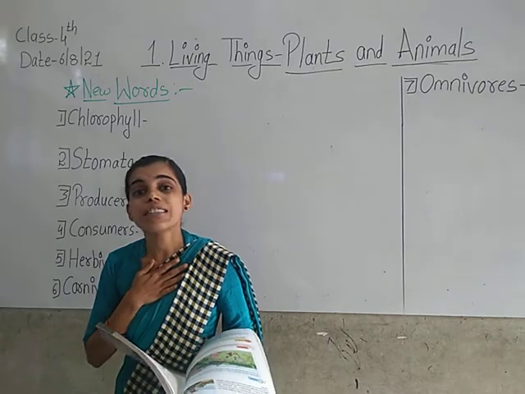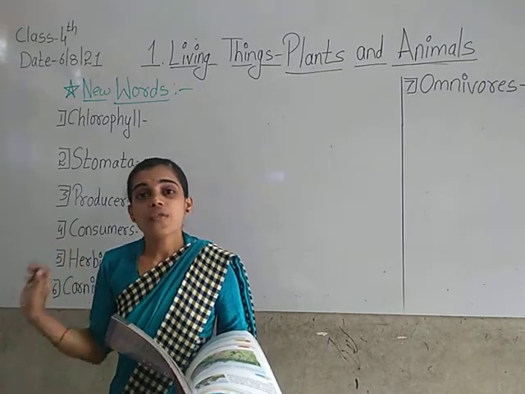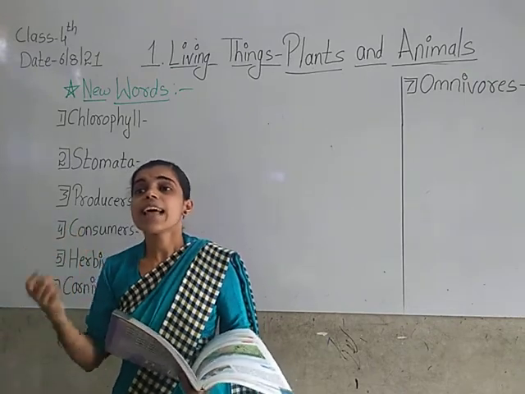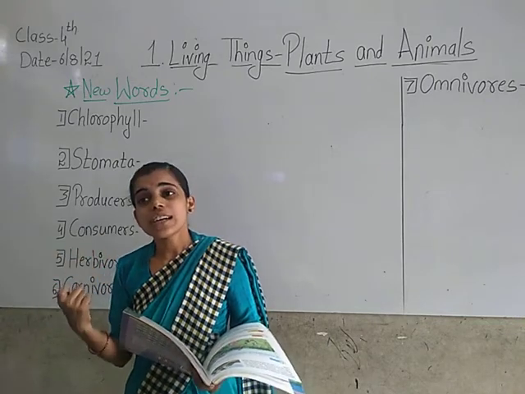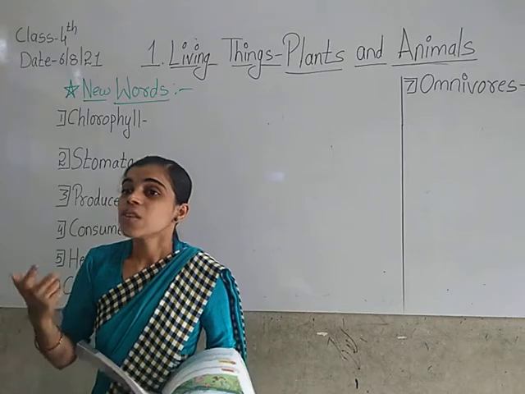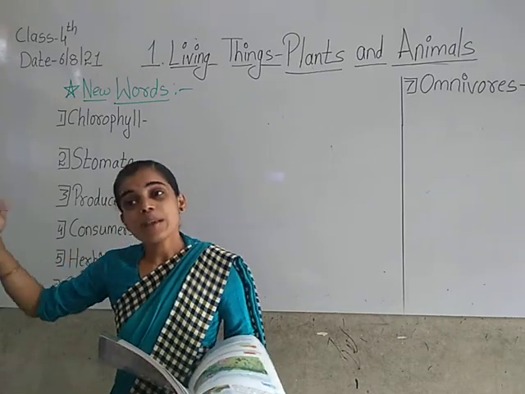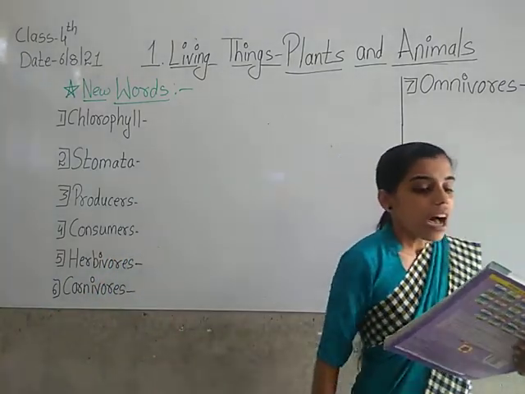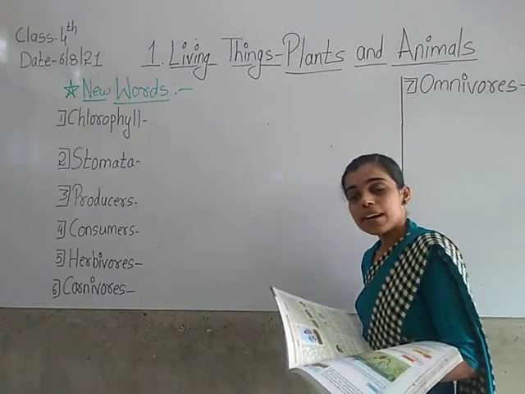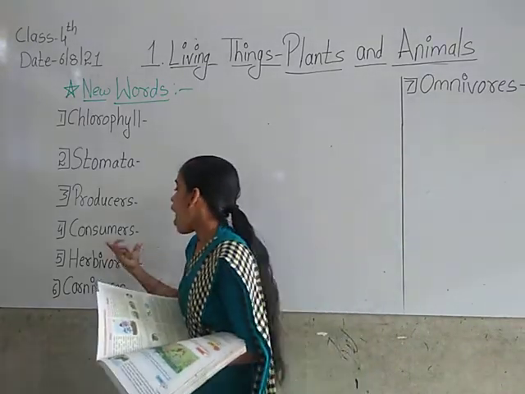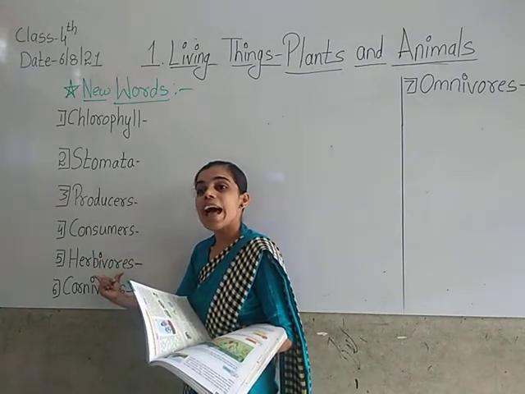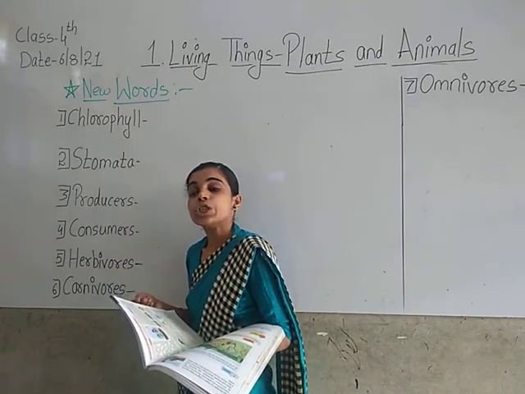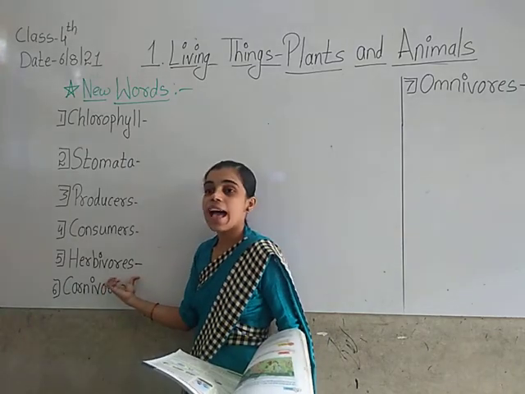And we are also the consumers. We don't prepare the food. So, we are eating the plants, vegetables, fruits, and we eat animals like chicken, mutton, eggs, milk. So these types of food we get from animals and plants. Herbivores means the animals which eat plants are called herbivorous animals. For example, cow, goat, camel, elephant, sheep. These are the herbivorous animals.